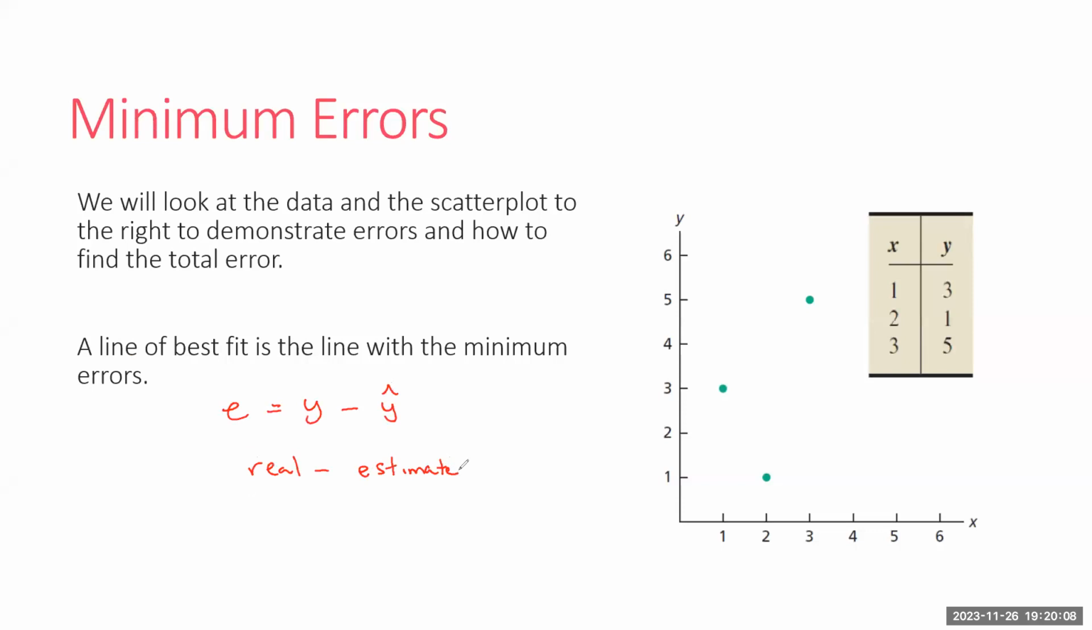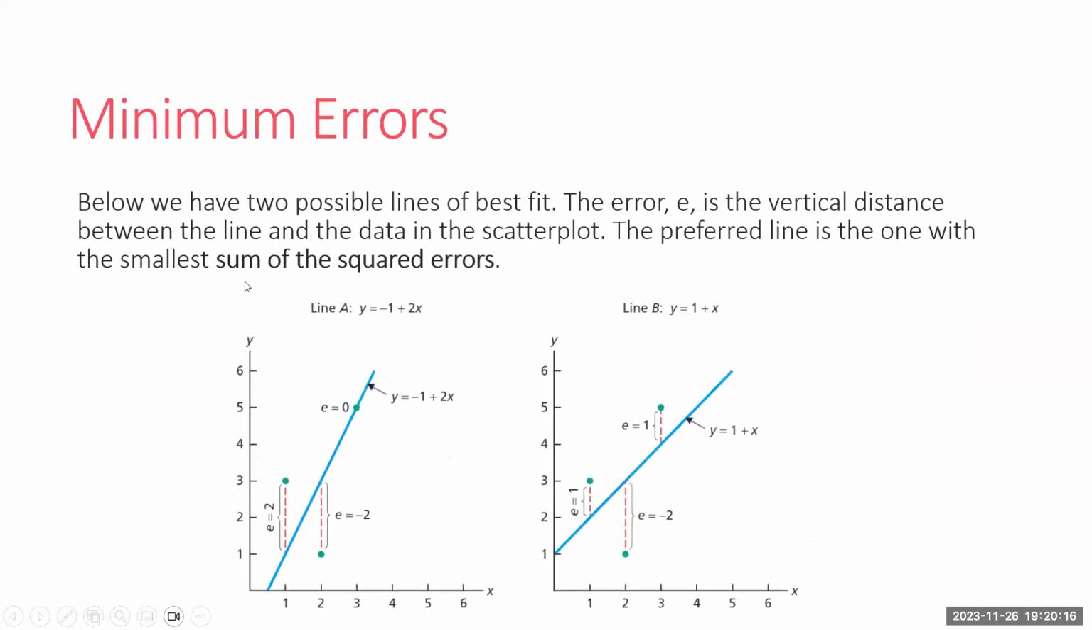What we're going to do is take 2 different lines that model this data. Below we have 2 possible lines that fit, and the equations are right above that. This is line A, modeling the same data, and as you see, it happens to go straight through one of the points. And this is line B. The error is the vertical distance between the line and the data point. The preferred line is the one that has the smallest sum of the squared errors.